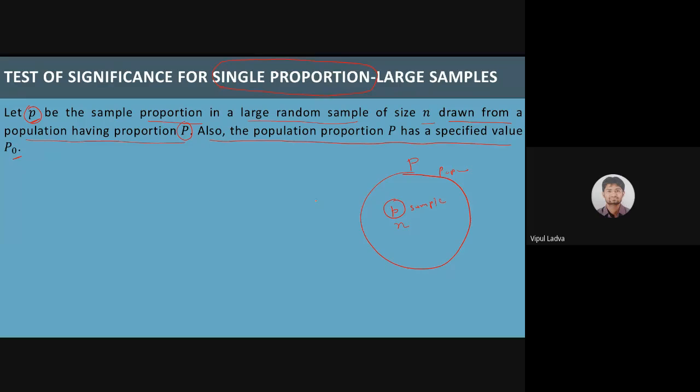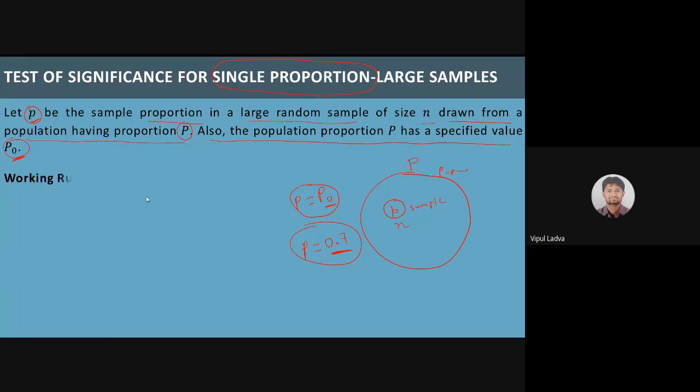Likewise, we will have a specified value related to the proportion of the population, which we label capital P naught. Capital P is the proportion for the population, and P naught is a specified constant. Suppose P naught is 0.7 or 0.3. Because we are dealing with a proportion, it will be a number between 0 and 1.